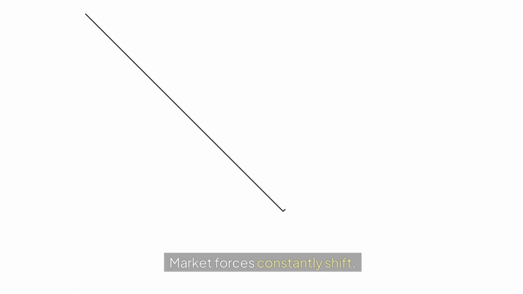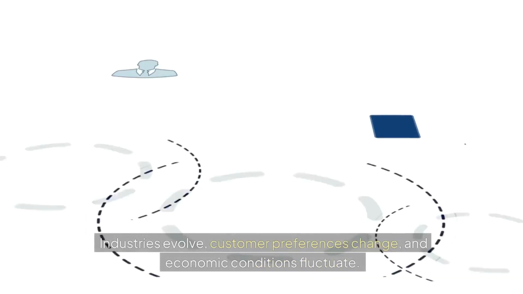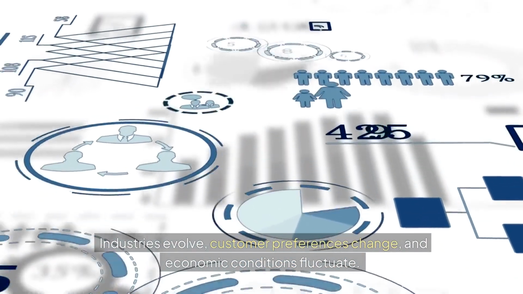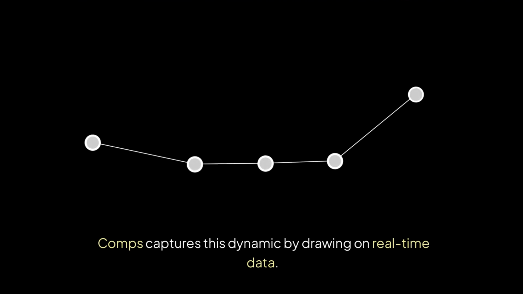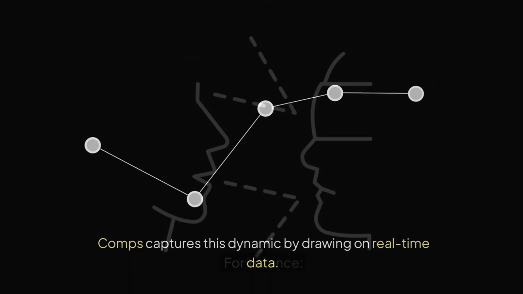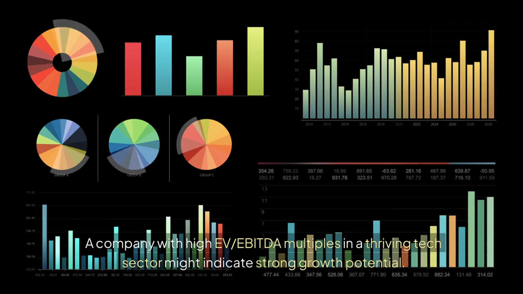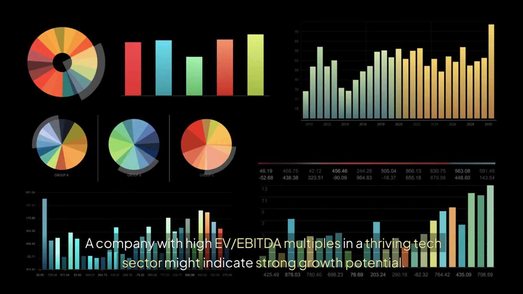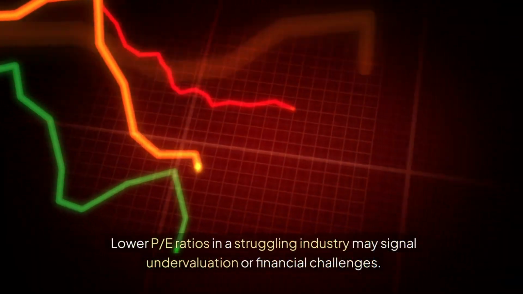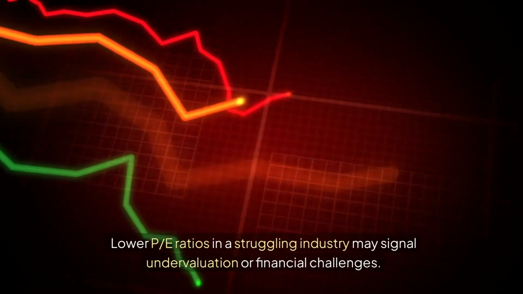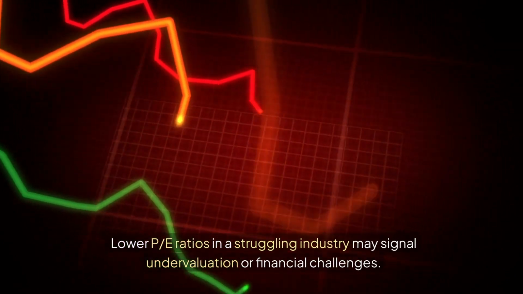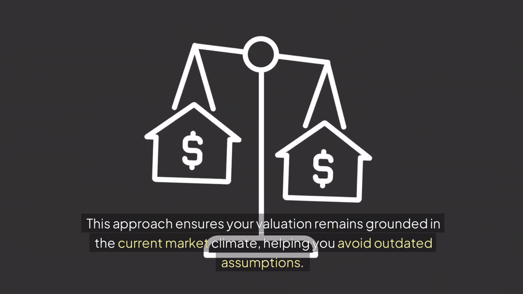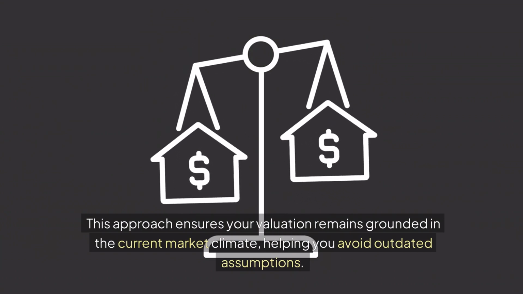Market forces constantly shift. Industries evolve, customer preferences change, and economic conditions fluctuate. Comps captures this dynamic by drawing on real-time data. For instance, a company with high EV/EBITDA multiples in a thriving tech sector might indicate strong growth potential. Lower P/E ratios in a struggling industry may signal undervaluation or financial challenges. This approach ensures your valuation remains grounded in the current market climate, helping you avoid outdated assumptions.